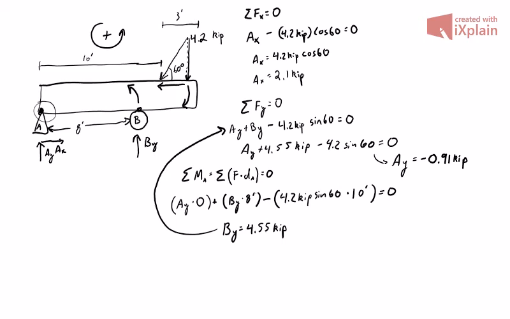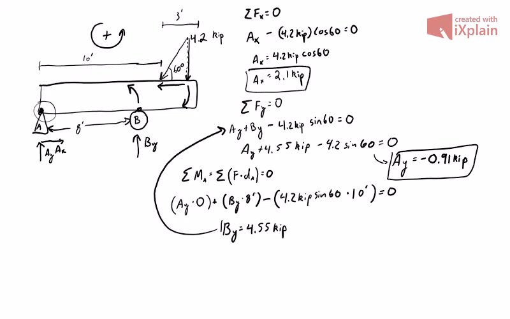Okay, so what does this mean? We got a negative number for AY. Well, all that means is that we drew it the wrong way in our picture. We drew it as an upward force. Turns out it's actually a downward force.